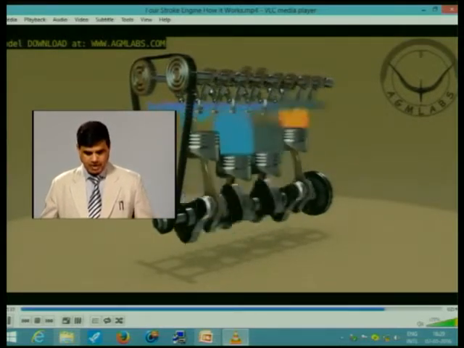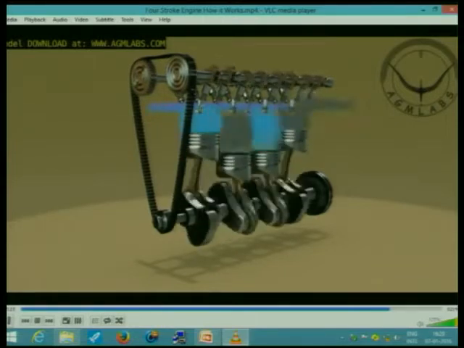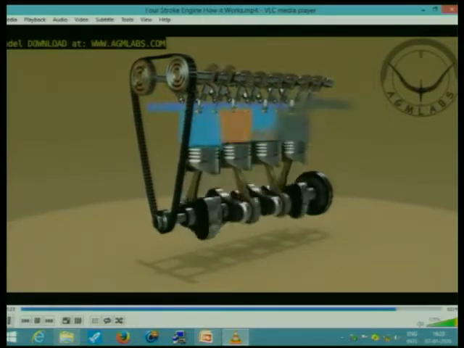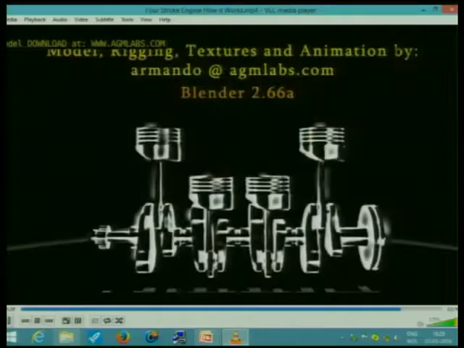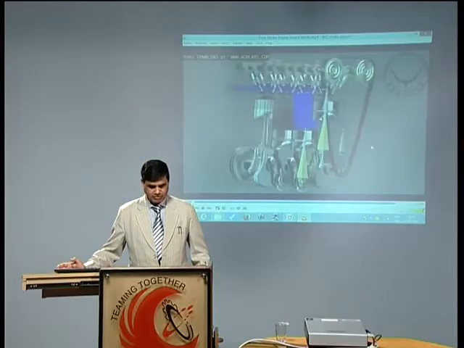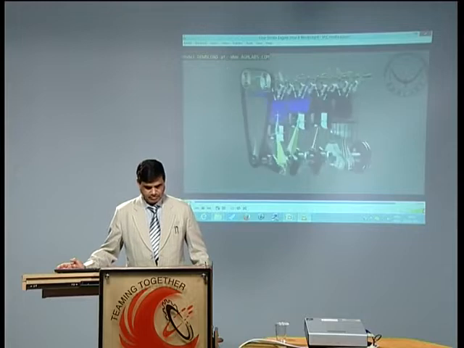The power which we are getting on the crankshaft is continuous. In one cylinder there is the power stroke, another one is in compression, a third one may be in exhaust, like this, so power is continuous.